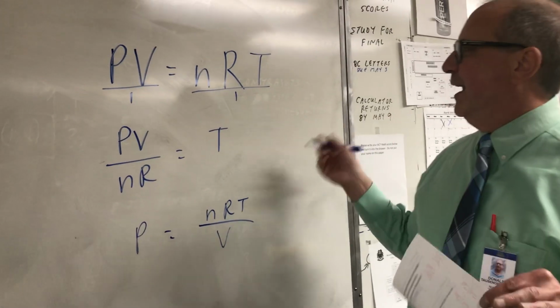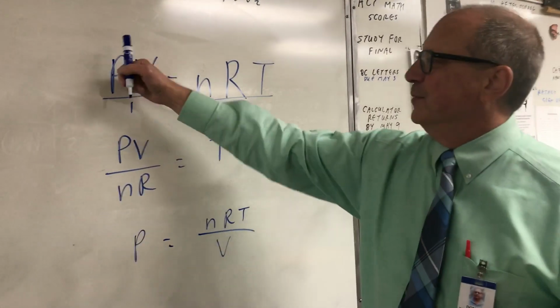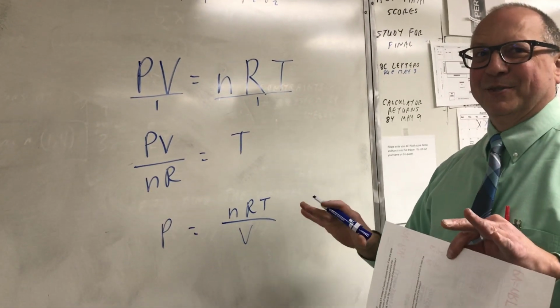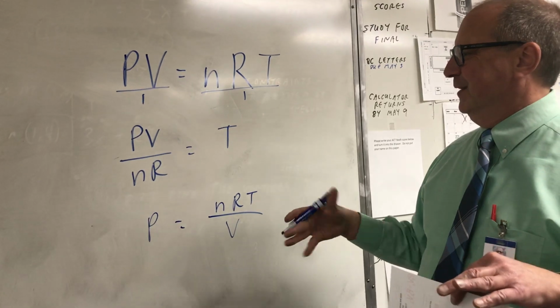Anything on the bottom, you move to the other side, put it on top. When you're solving for X or whatever you're trying to solve for, if it's on the bottom, you got to move it to the top. It's got to be on the top when you solve for it. Otherwise, you're finding its reciprocal. And you don't want that.